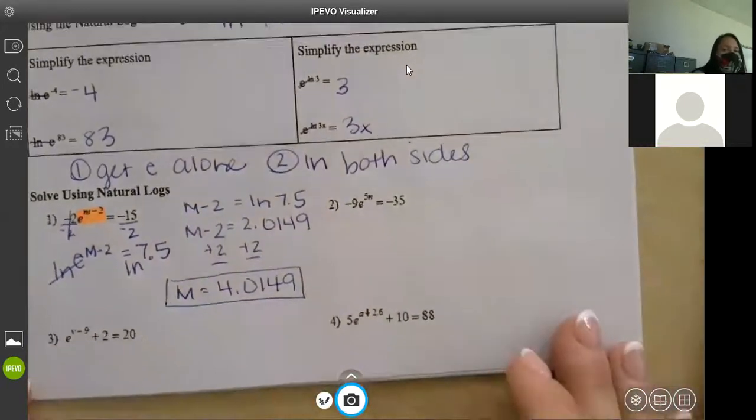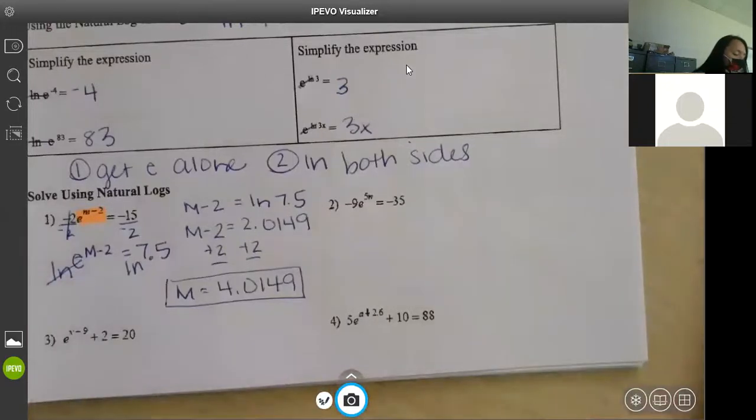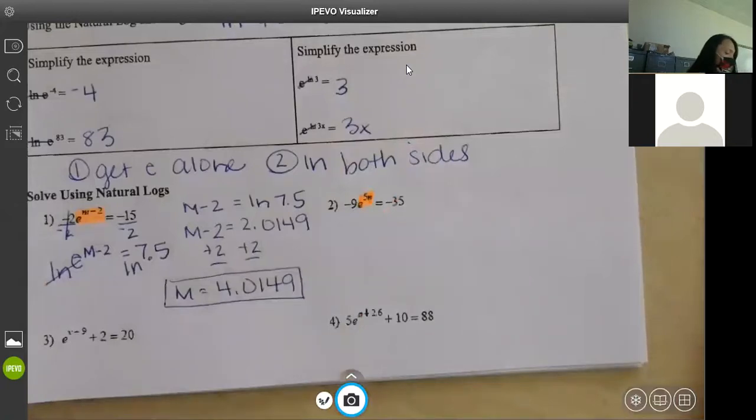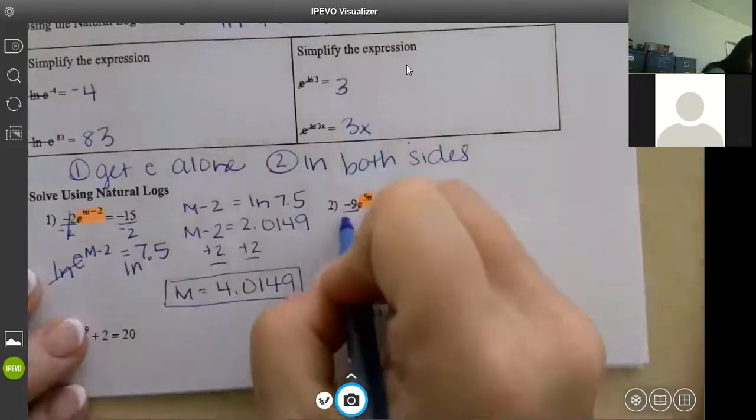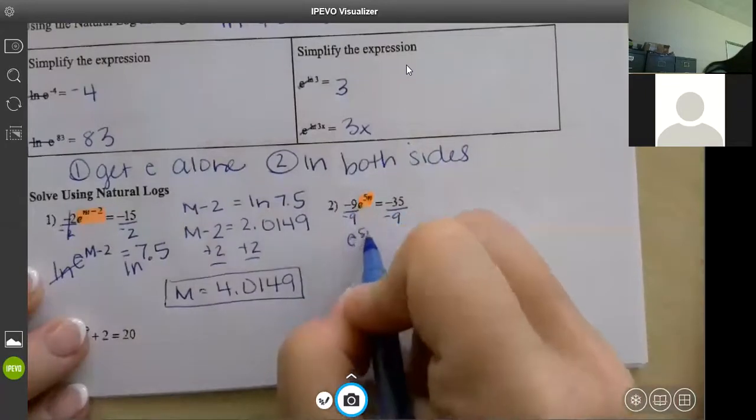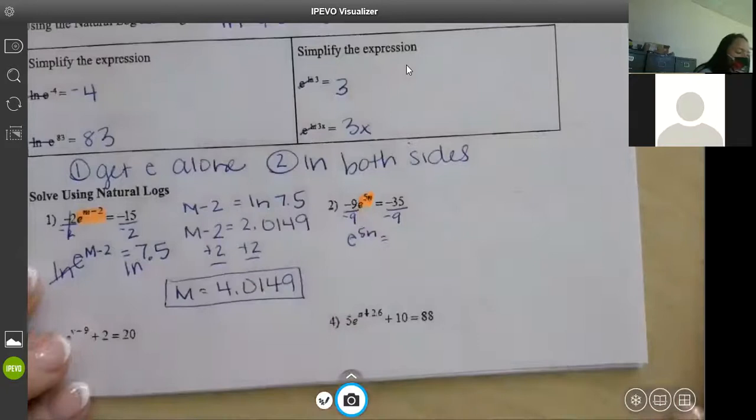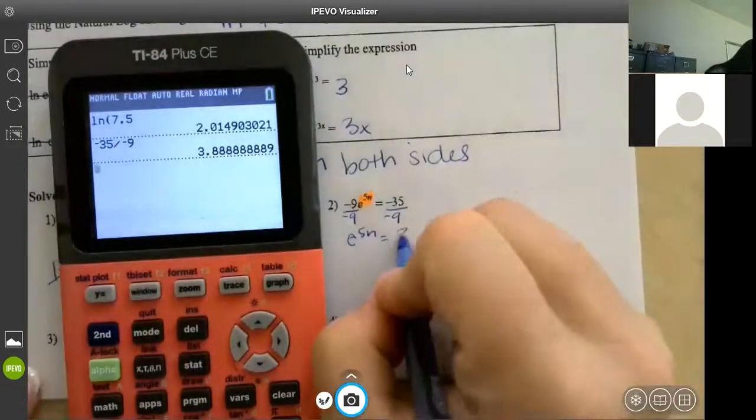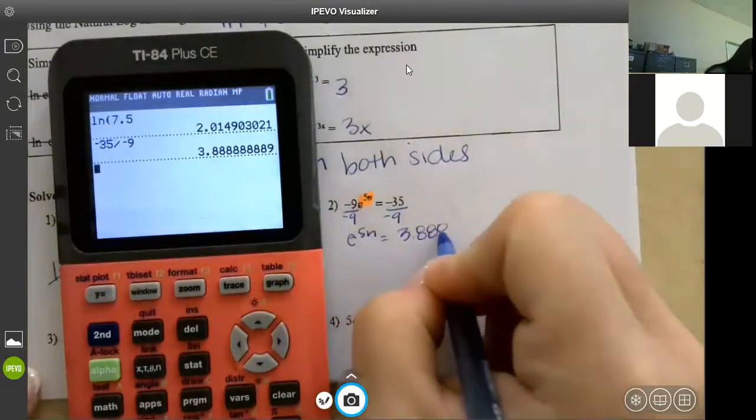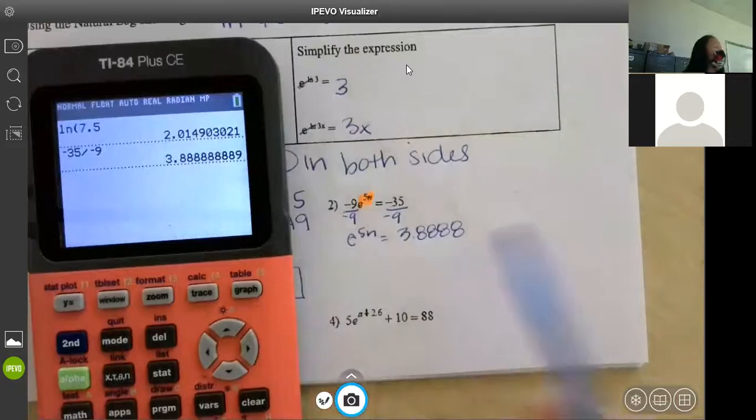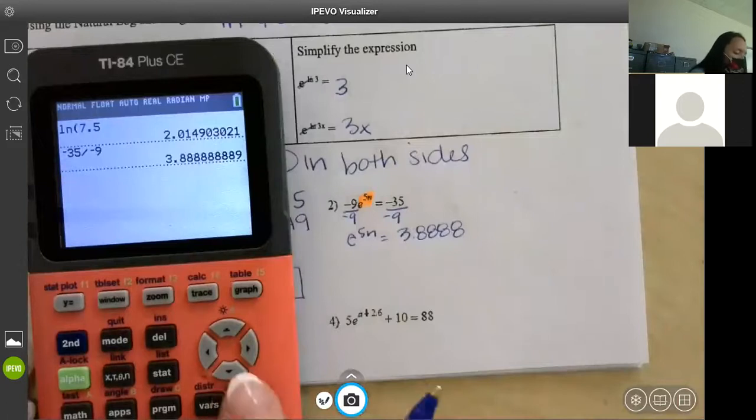Number 2 is the exact same. We need to get that e all by itself right here. So what are we going to do? Divide by -9. We get e to the 5n equals, and it's going to be a decimal, and that's fine, 3.8888. And again, 4 decimal places is plenty, okay? And you don't have to round. So it should be 8889, but it doesn't matter when you get those 4 decimal places.